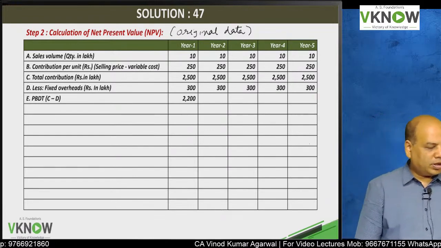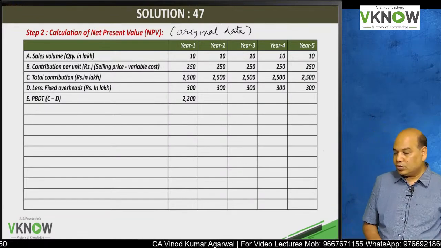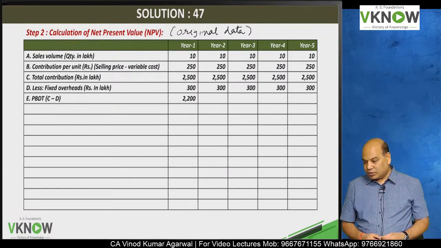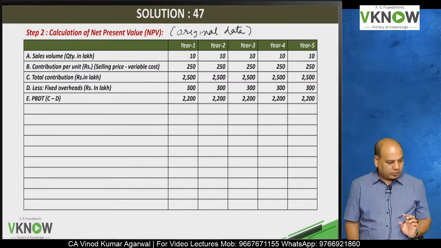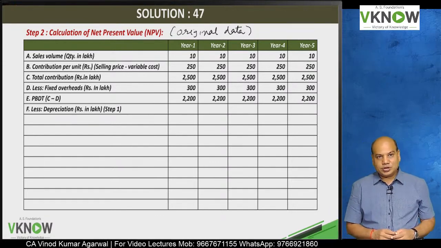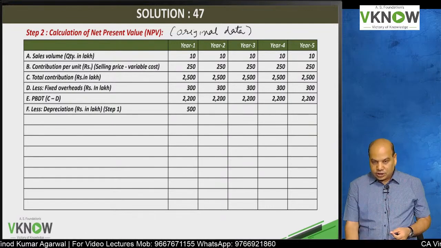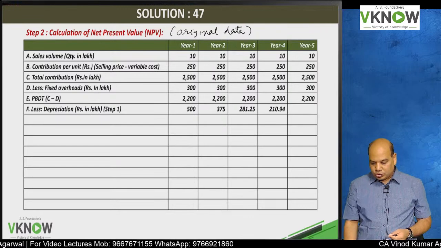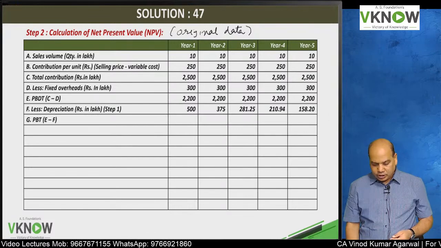Now write down profit before depreciation and tax. PBDT means profit before depreciation and tax. 2200, same. So up to PBDT no problem. Now we'll go to less depreciation, rupees in lakhs. Go to step 1, previous step, depreciation, second line: 500, 375, 281.25, 210.94, 158.20.